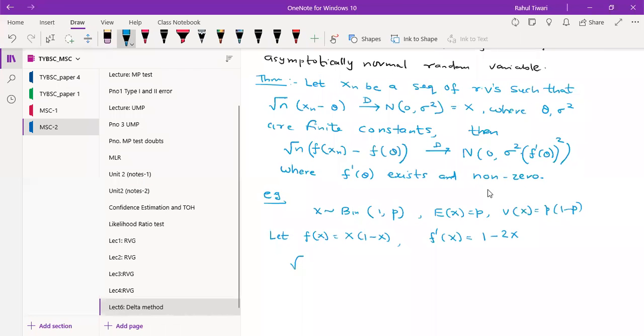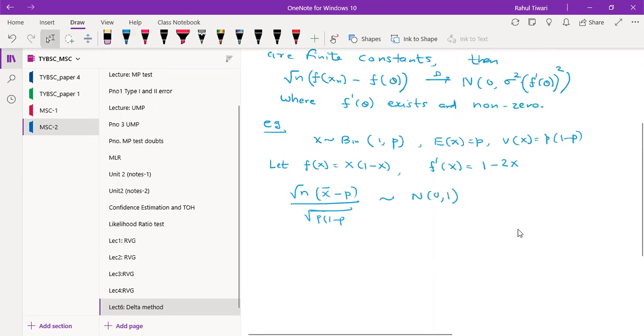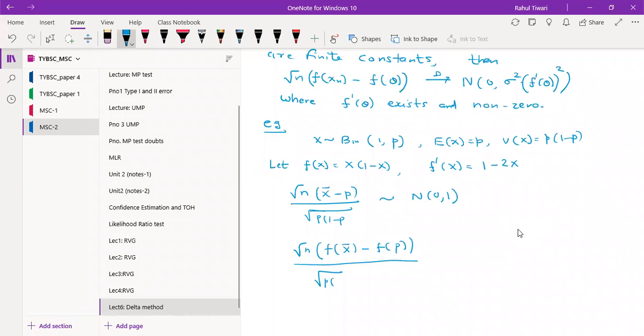So according to the central limit theorem, root n (X bar minus p) divided by root of p(1 minus p), which is something like your mean minus your parameter divided by the standard deviation, follows normal with 0, 1. So if we take the functional form of this X, it is going to be root n (f(X bar) minus f(p)) divided by root of p(1 minus p) times the first derivative at p. This again follows normal with 0, 1.